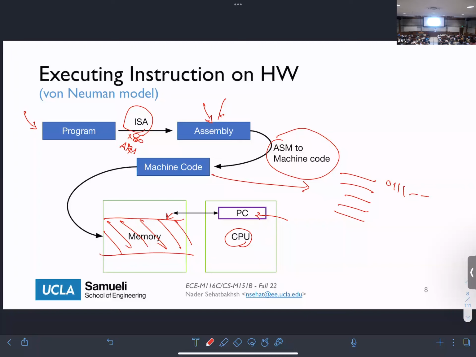Does anybody have any questions about this? Yeah. So the question is whether the PC is one of those X registers we talked about, or a separate register. The answer is it's separate. We still have our 32 registers. One of them is hardwired to 0, which is X0, and the rest can be used for any other purposes that we want. The PC is a separate register; it doesn't count toward that.